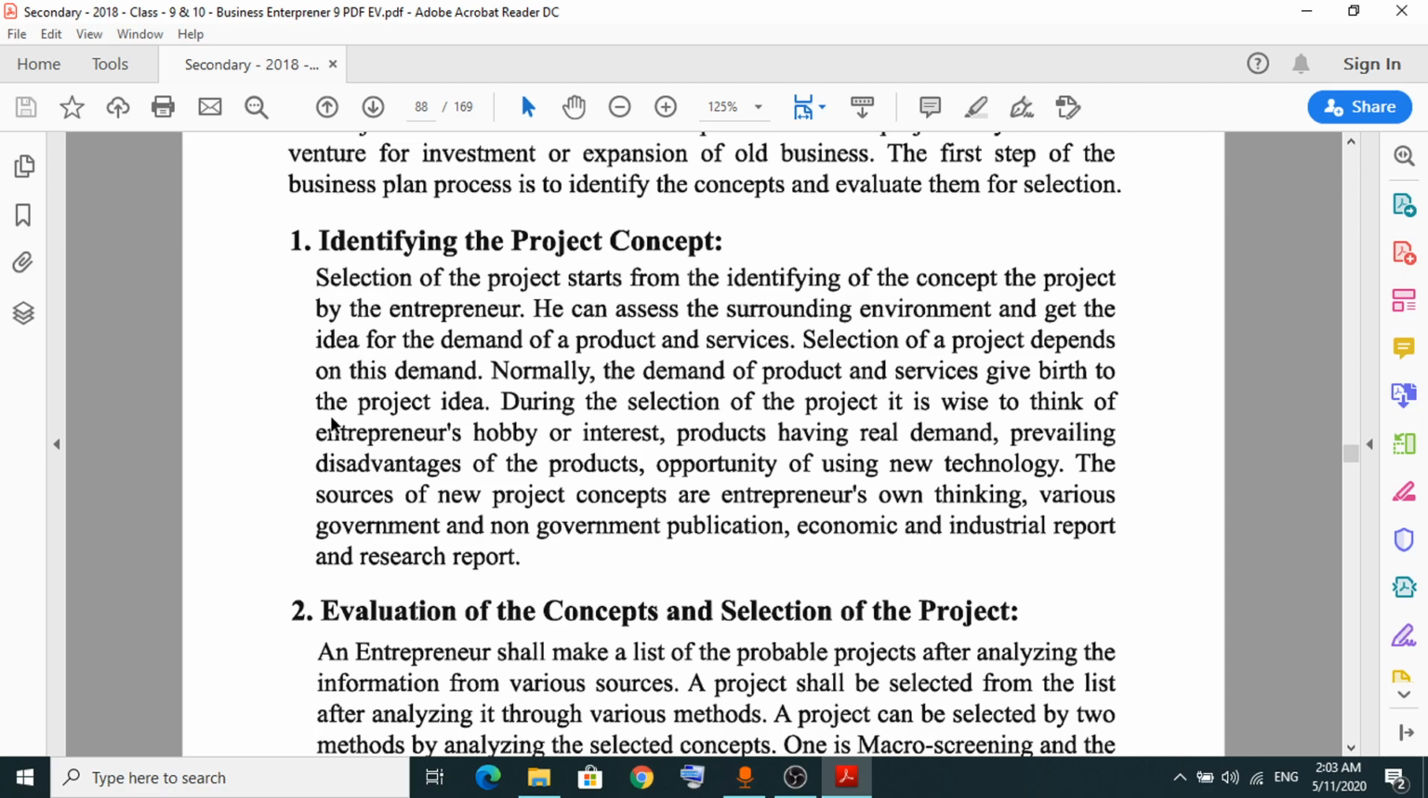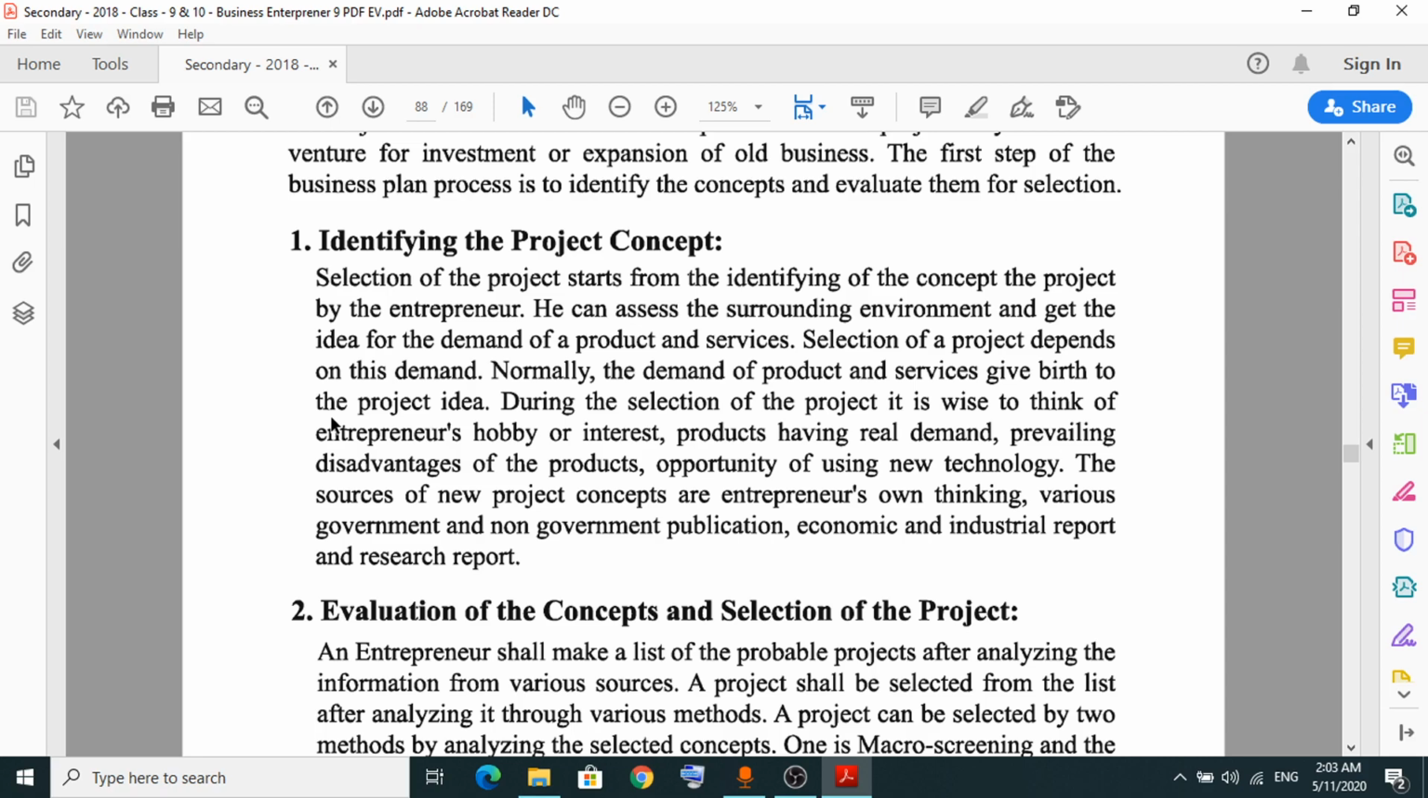You have to select an idea, or you have to select a project, obviously thinking about the demand of those specific area's people. So this is the new thing. This is the main theme of this point, identifying the project concept. You have to find out the demand.